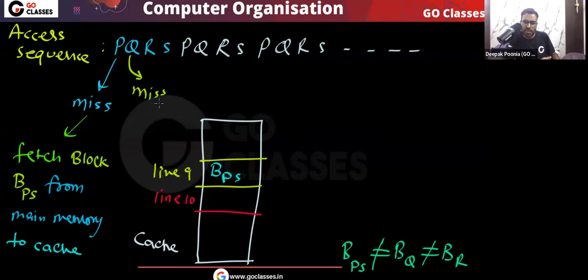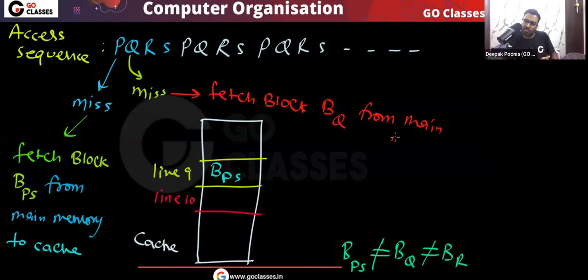If there is a miss, then what do we do? For this miss, we fetch the block containing Q from main memory. So now you tell me where we will put it. It will go to line number 10. We already know. So the block containing Q will go to line number 10. Very simple so far. Now you tell me, what about R?